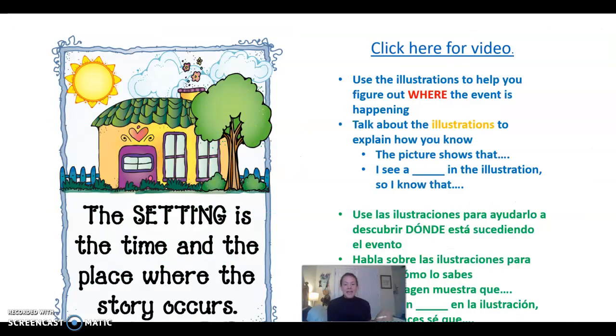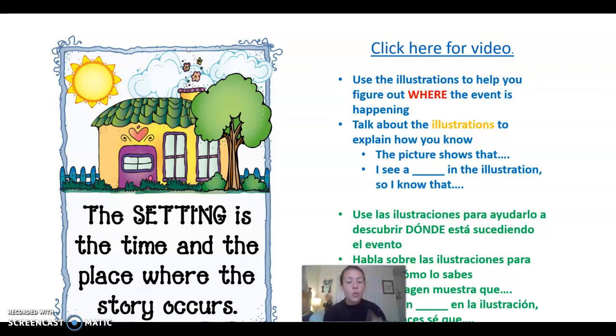And our lesson today is all about setting, or where and when your story takes place. So it's the time and the place where the story happens. So the illustrations can help us figure out where or what the setting is. And they can really help us.